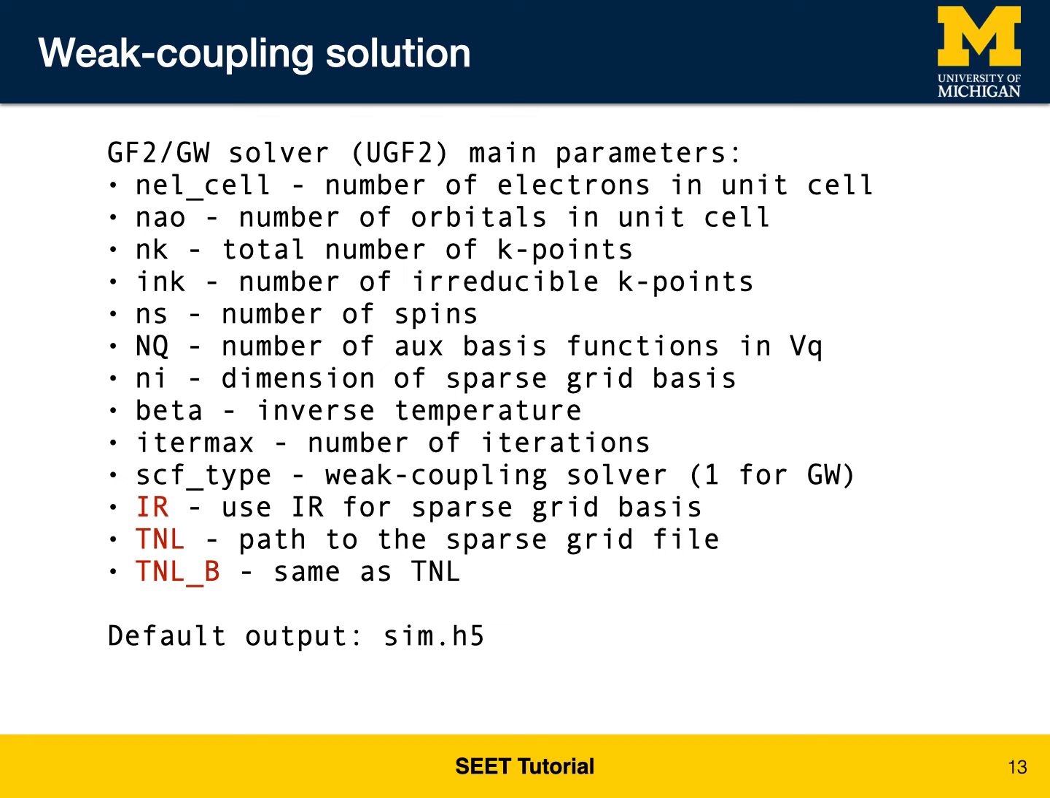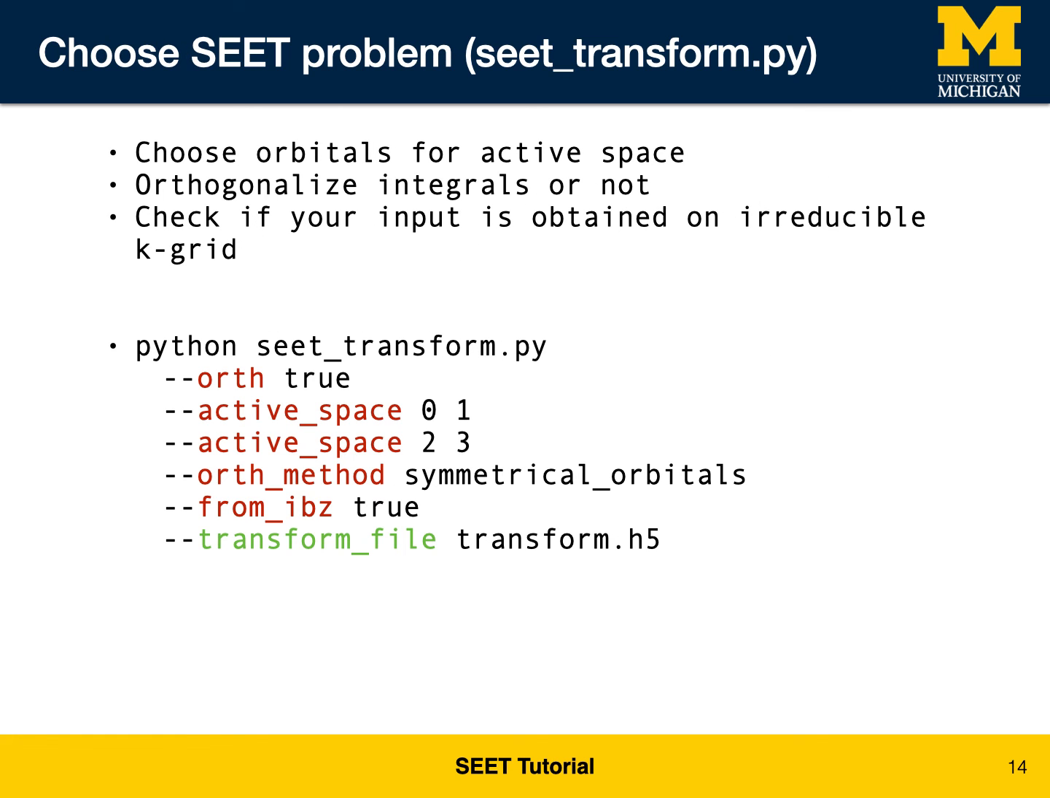And then you run your GF2 solver by providing all these parameters, and your output by default is sim.h5. You also can change it and name it whatever you want. Then after you get this input, you want to basically prepare your set input. For that, first you need to call set transform to create the transformation matrices to project the whole system onto local projected impurity problems.